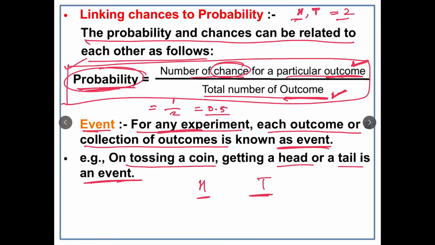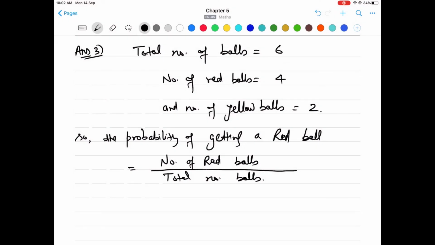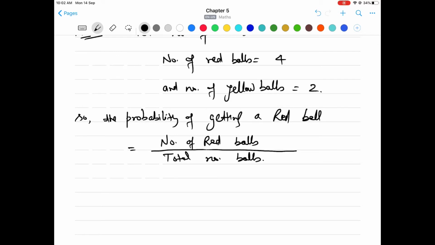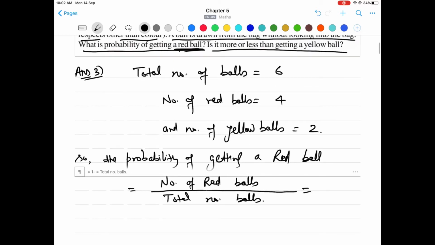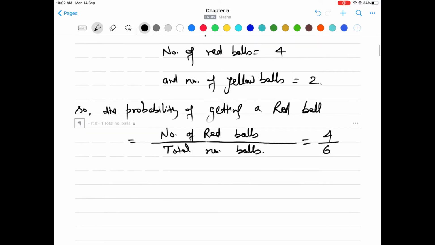This formula, the probability is given by the number of chances of a particular outcome divided by the total number of outcomes. So that particular outcome here is a red ball, and the total number of outcomes is given as 6 balls. So we are using this formula here: the total number of red balls divided by the total number of balls. The total number of red balls is 4 and the total number of balls is 6. When you divide 4 by 6, you will get 2 by 3. So the probability of getting a red ball is 2 by 3.